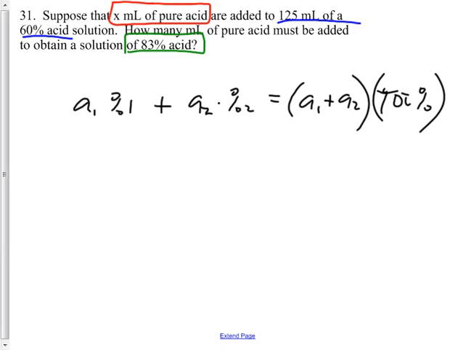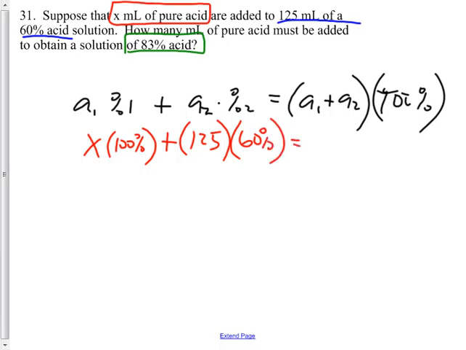All right. So on this, amount 1 is, I don't know, X. Percent 1 is pure acid, 100%. Plus amount 2 is 125. 60% acid equals amount 1, X, plus amount 2, 125, times total percent's 83%.